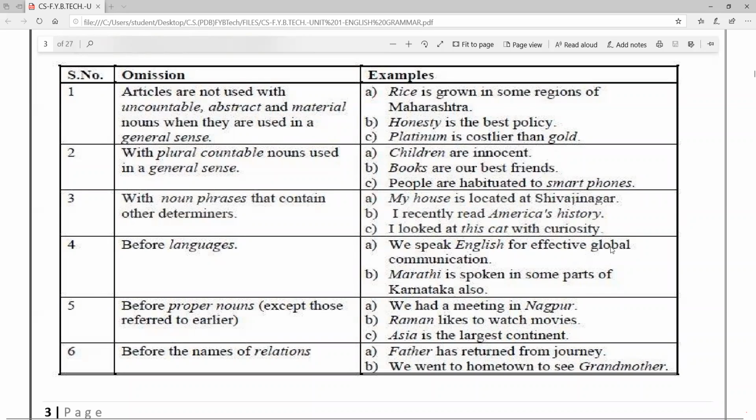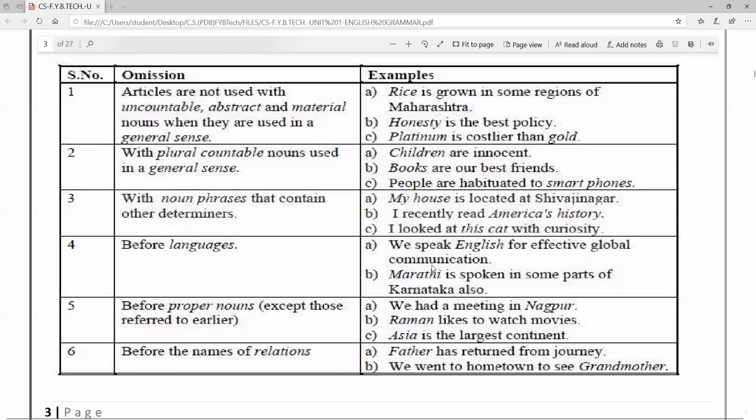I looked at this cat with curiosity. This cat. So here also we are not using article, any article. I looked at this cat with curiosity. We are not using here a or an or the, instead of this. Okay. So this is the determiner.